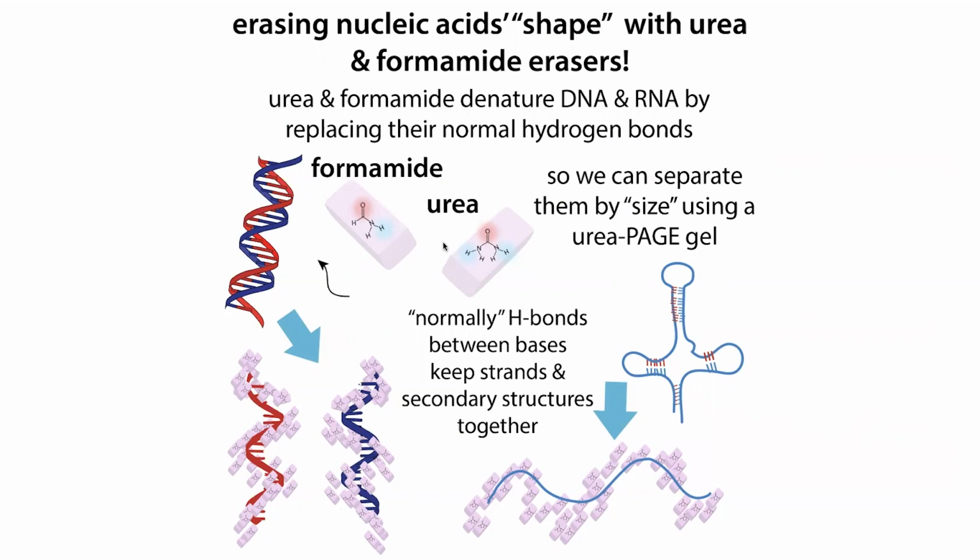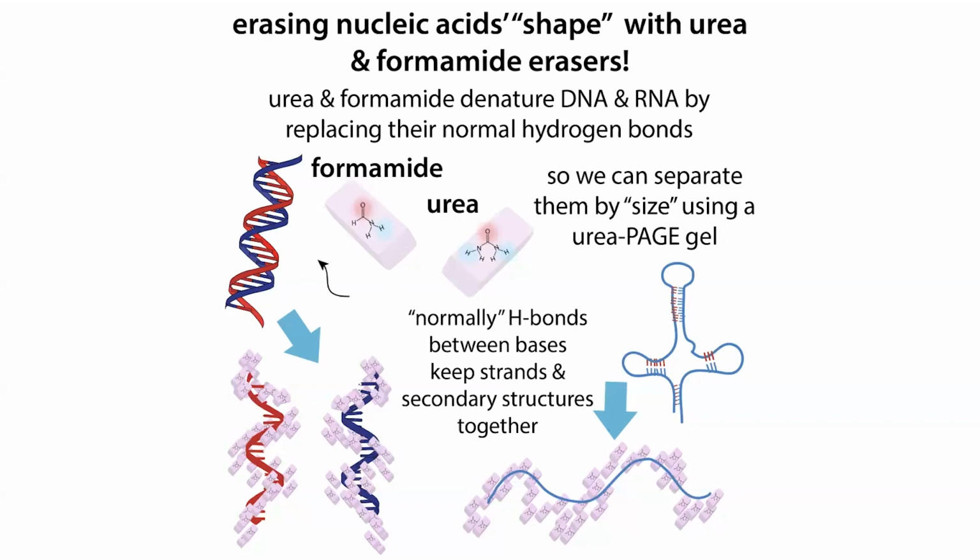And the formamide or the urea, they can basically take the places of those hydrogen bonds, satisfy the desires of those bases, but without having them bound to another RNA or DNA molecule. And so we typically have formamide in the loading buffer that's going to kind of get things going. And then in the gel itself, we have urea that can take over. And so we call this like a urea PAGE when we have that urea in the gel itself.